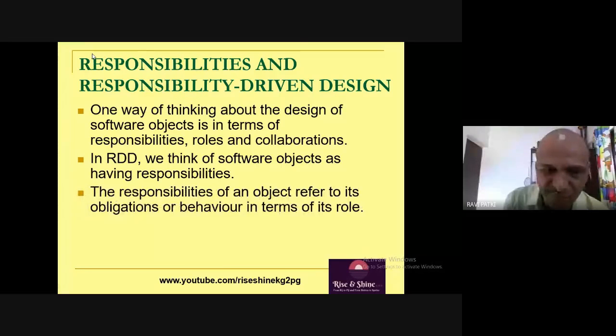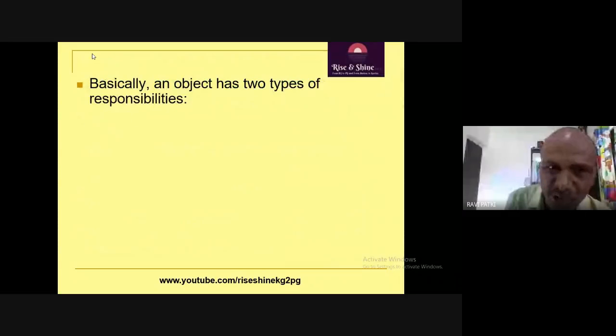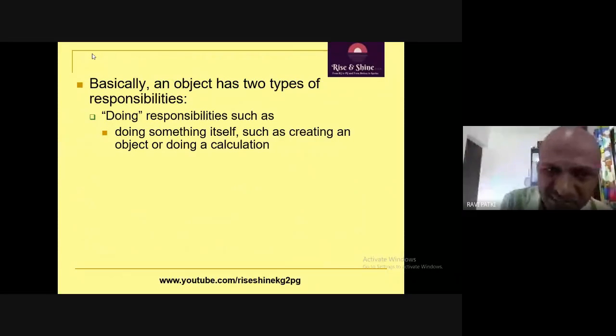Responsibilities of an object refer to its obligations or behavior in terms of its role. Responsibilities are assigned to the classes of object during object design. So basically an object has two types of responsibility. First responsibility is called doing responsibilities. Doing responsibilities are such as doing something itself, such as creating an object. Creating its own object is a doing responsibility. That is, a class should have its own constructor, and when that constructor is executed, its object is created. So it is called doing responsibility.